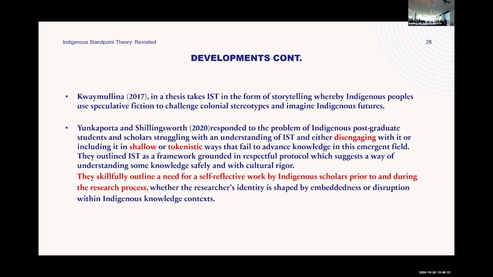Now, Kaya, I can never pronounce Kaya, thesis formed the concept of storytelling, and they used speculative fiction to challenge colonial stereotypes. This was a whole new way of writing a thesis. It was actually around a fictional work and using colonial stereotypes to imagine Indigenous futures.